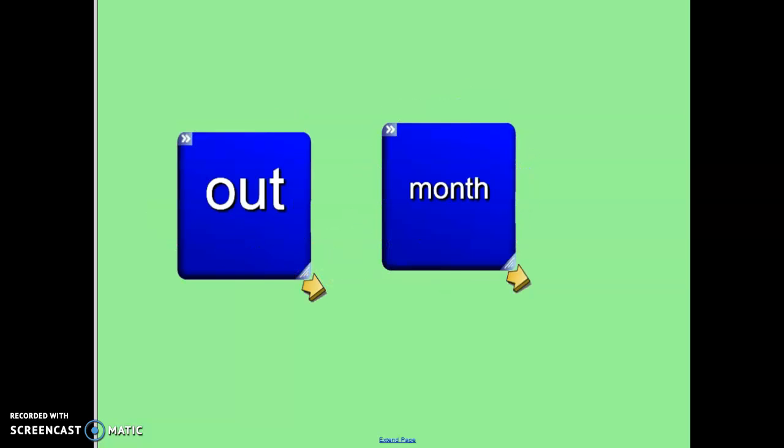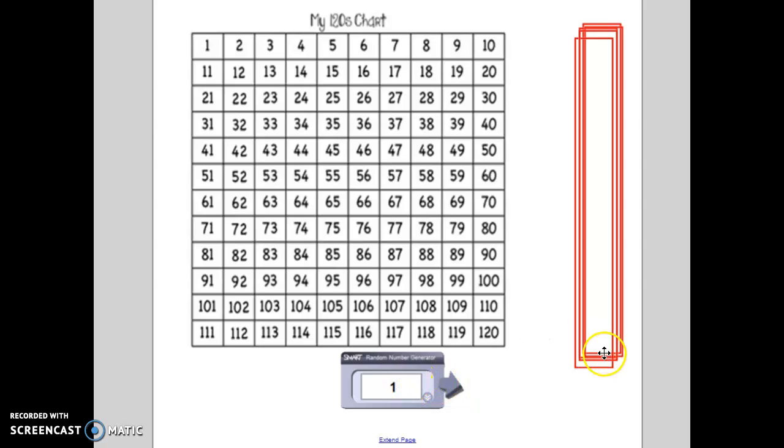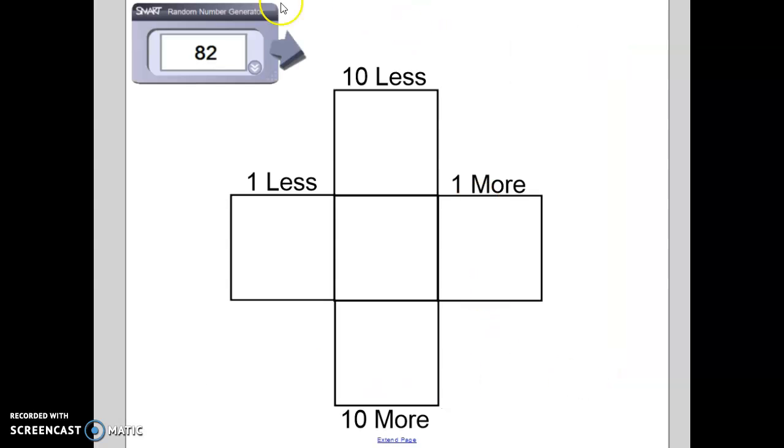Month. Let's get our magical number. Oh, 1. All right, let's count by tens, but today let's go the right way. We're not going to start at 111 today. Today we'll start at 1. Here we go. 1, 11, 21, 31, 41, 51, 61, 71, 81, 91, 101, 111. Let's move this over.